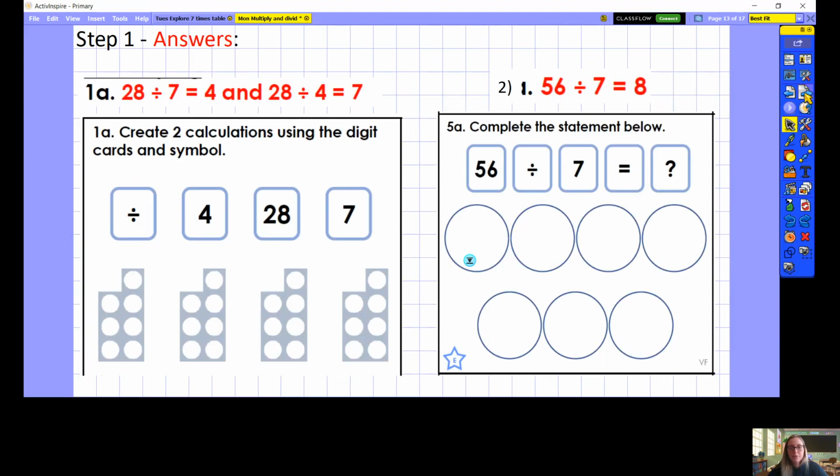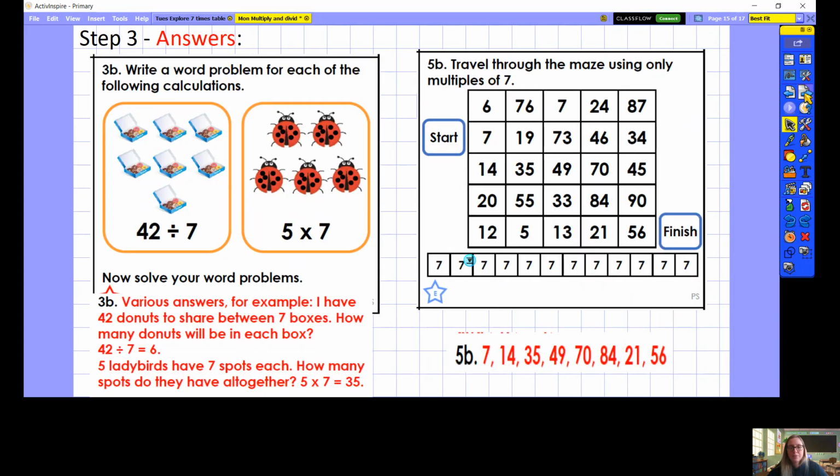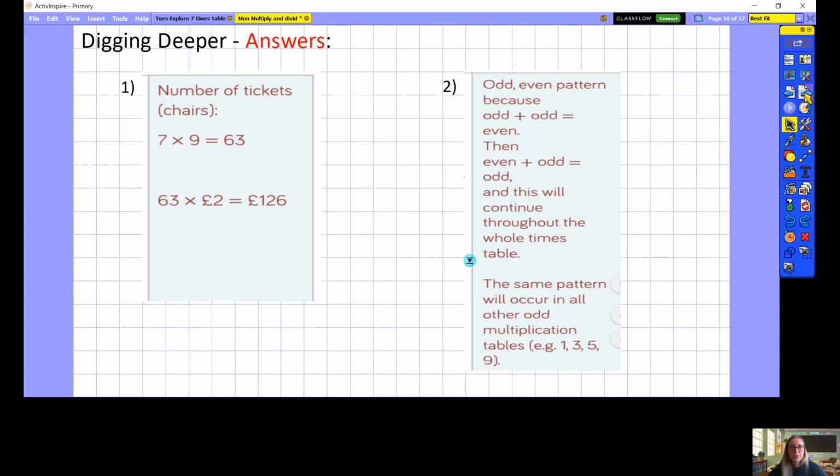Step 1 answers, step 2 answers. Some do have more than one answer, so have a look through. Step 3 answers. And finally, the digging deeper answers.